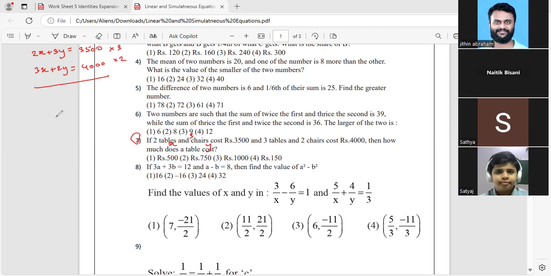Sir, we should multiply it by 2, right? Because we have to find the table. Sorry, I did not read the complete question. Okay, we have to find the table, which means yes, we'll have to eliminate y, which means I'll be multiplying this by 2 and this by 3. Just a minute.